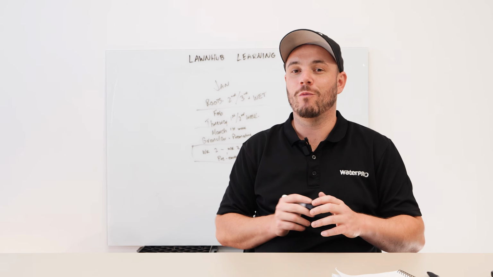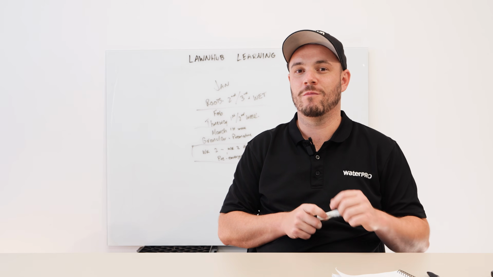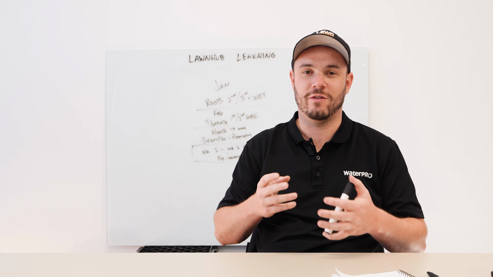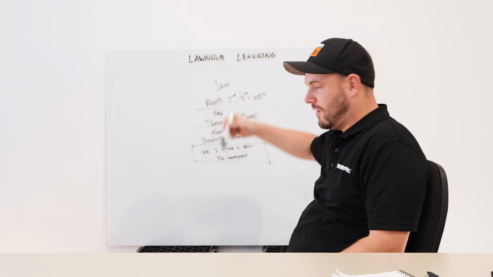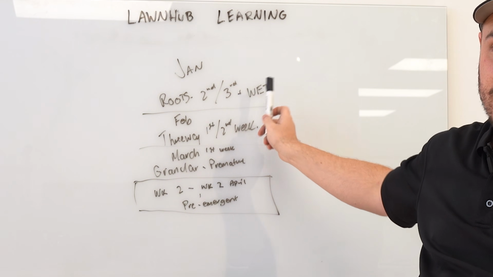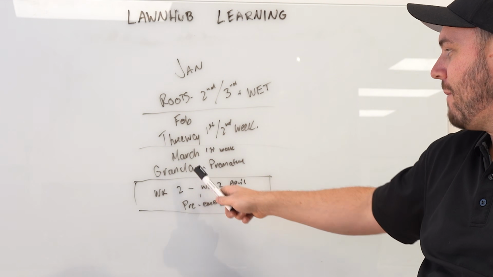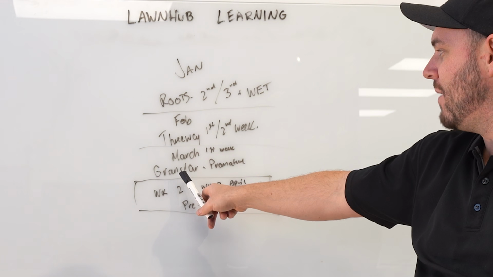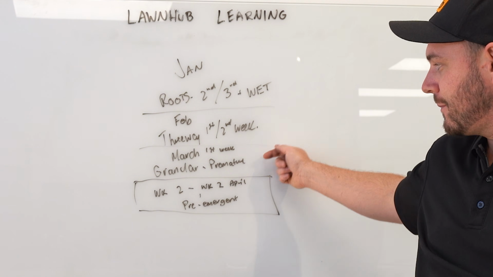It doesn't stop weeds from germinating, it stops those seeds from producing cells to be able to turn into a weed. Now, that's important. So, to quickly recap, in January we've got one application of roots and potentially wet, depending on the severity of the weather. February, we've got a three-way application, and then the first week of March, we've got our granular premature application.